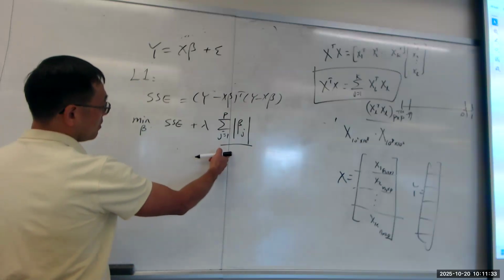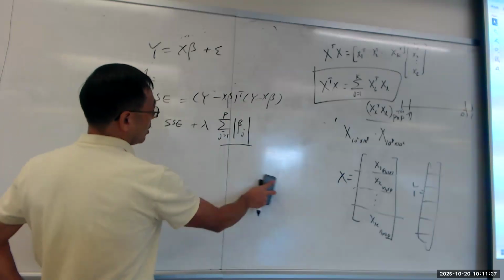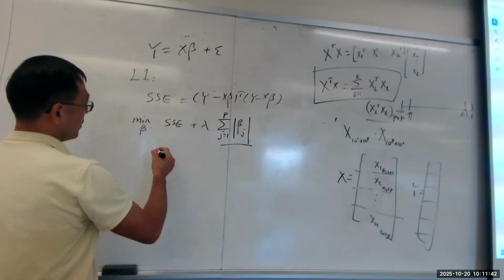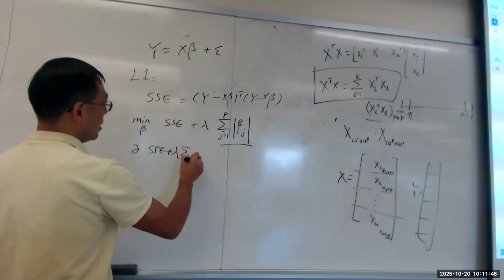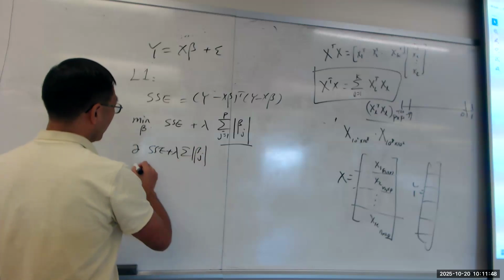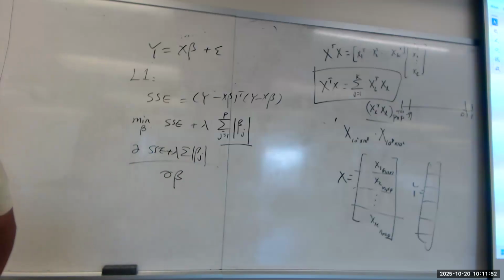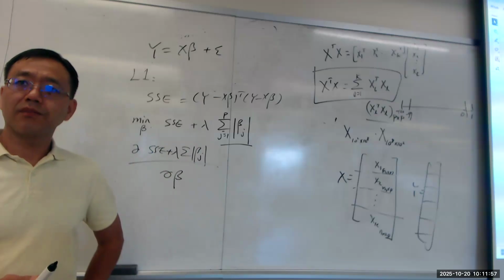When you have this term, model-wise, people have shown it can actually help. But analytically, this will create a problem. If you take the derivative of SSE plus lambda times the sum of beta j absolute value, this is no longer in analytic form.